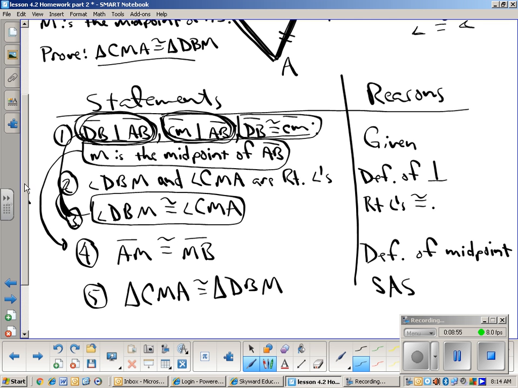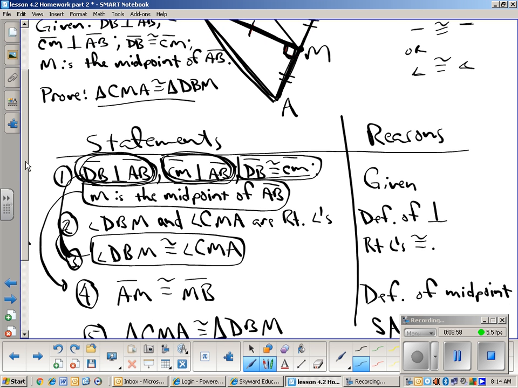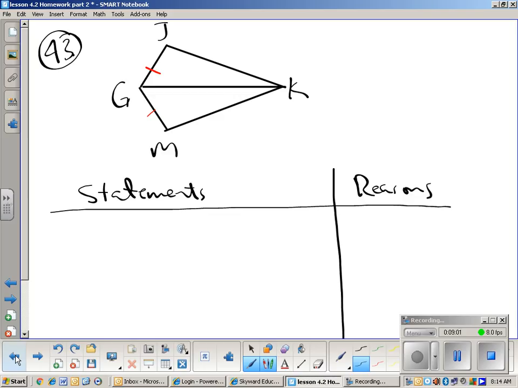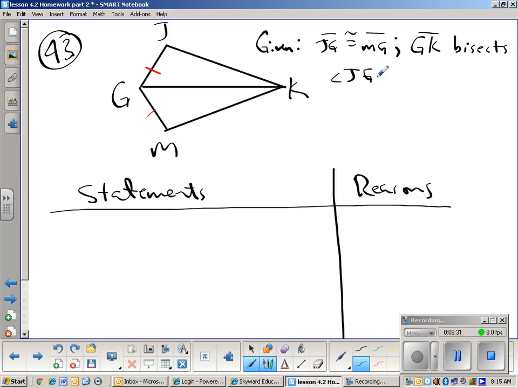Anybody not finished with this proof yet? Okay, if we go backwards, this one's a little easier. The given says that segment JG is congruent to segment MG, and it says segment GK bisects angle JGM. Try that one in your groups. I'll wander around. I'm going to orient this board again.